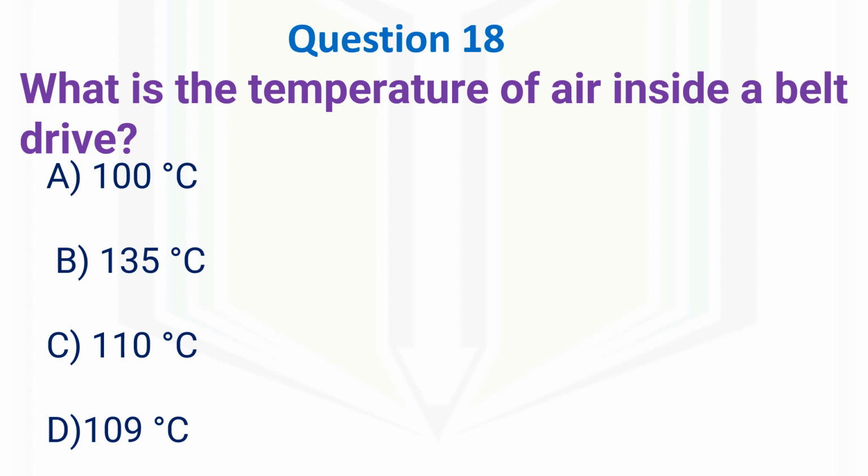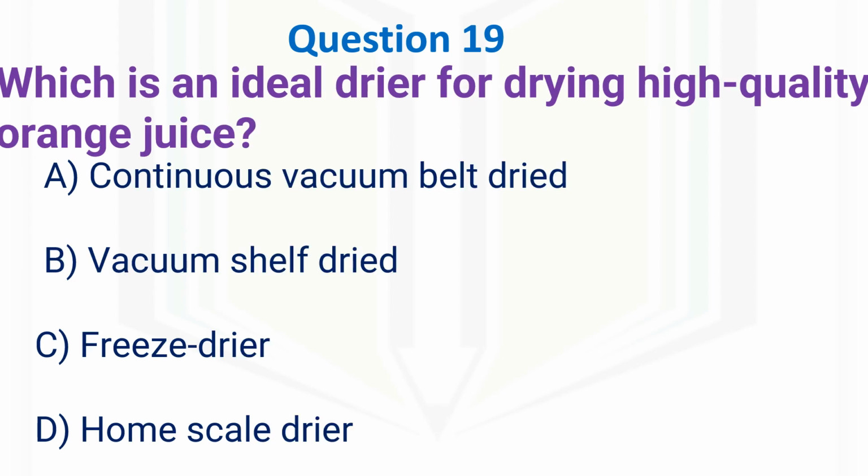Question number 18. What is the temperature of air inside a belt dryer? Options are 100 degrees Celsius, 135 degrees Celsius, 110 degrees Celsius and 109 degrees Celsius. Correct option is option number B, 135 degrees Celsius. Question number 19. Which is an ideal dryer for drying high quality orange juice? Options are continuous vacuum belt dryer, vacuum shelf dryer. Option C is freeze dryer and option D is home scale dryer. And the correct option is option number A, continuous vacuum belt dryer.